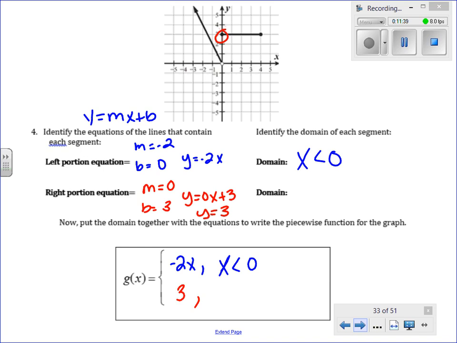For the domain, we look at x values. So our x value to start is 0. Okay, and it goes to 4. Both of those will get that equal to line on the bottom because they are closed circles. And that's all there is for writing the equations from a graph.